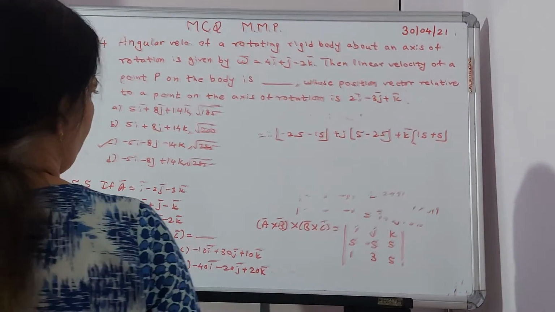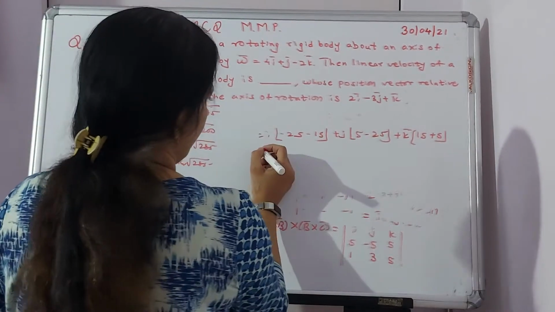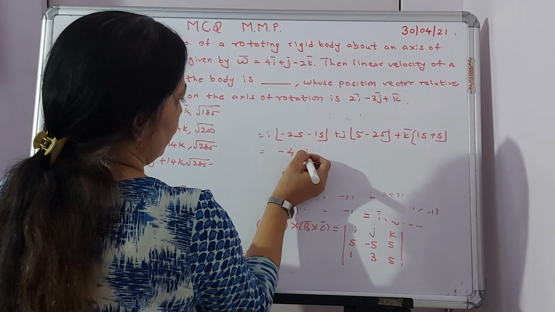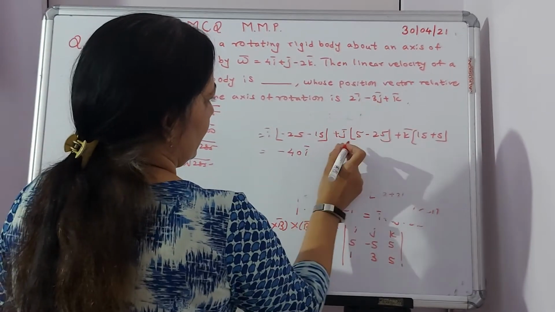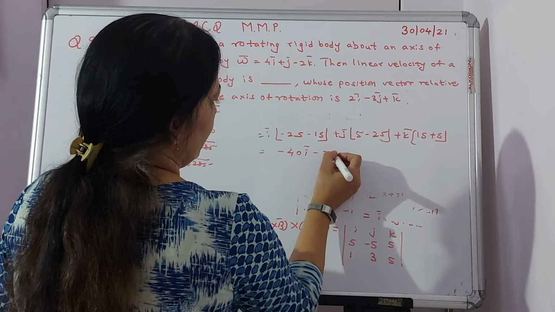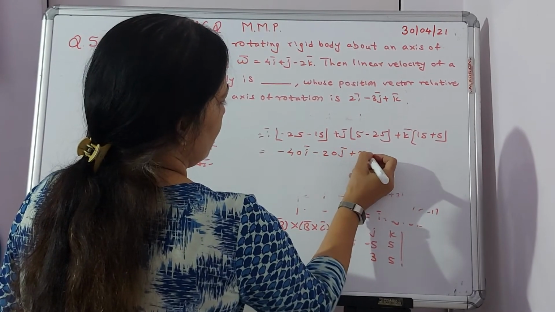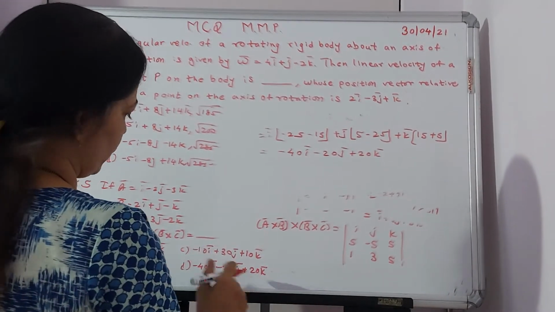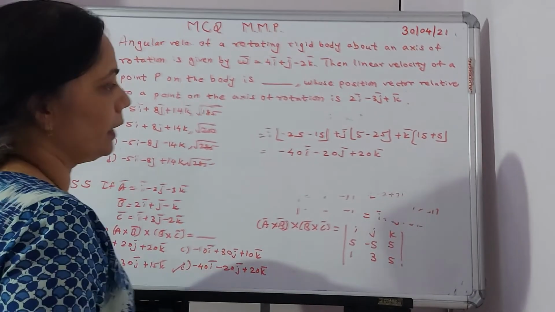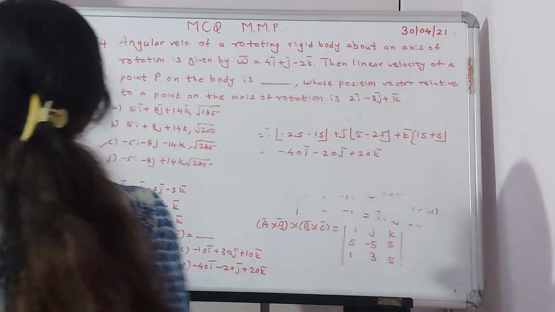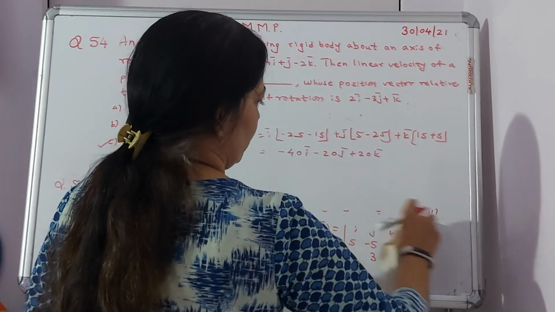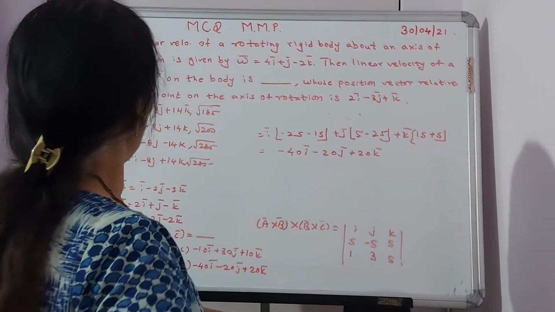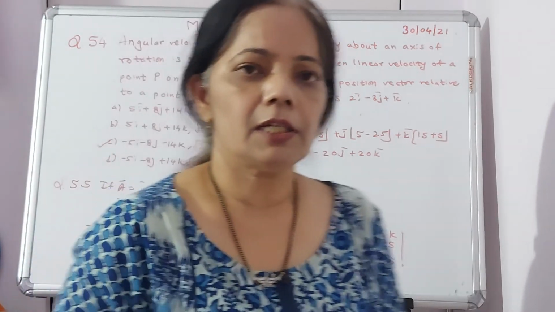So therefore what we are going to get the answer to be, it should be minus, for 25 minus 15 should be 40i, right. This should be minus 20j and plus 20k. So minus 40i minus 20j plus 20k. So answer D is correct over here. So this is the way we have got the answer for A cross B cross B cross C. Correct. We'll move forward with question number 56, 57.